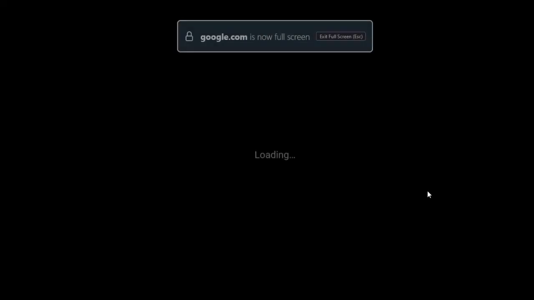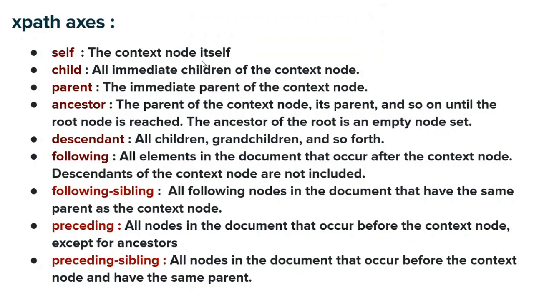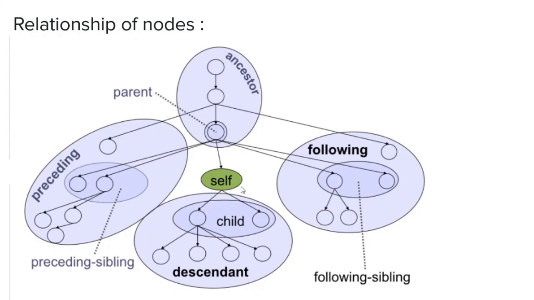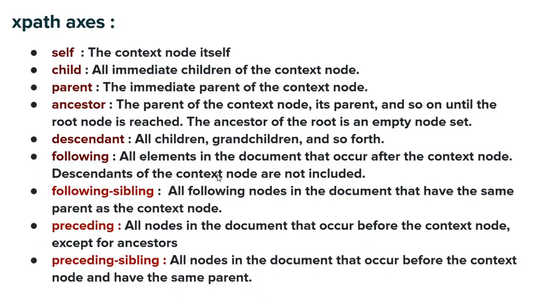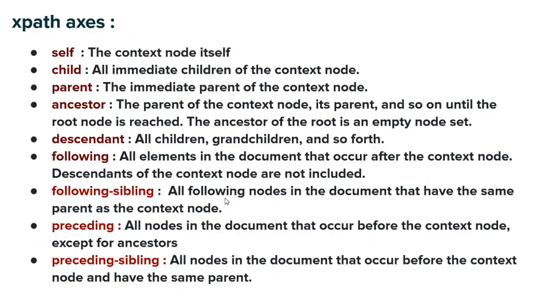So let's revise one more time. Self is the context node itself. If you see this node, this is a self node. That means it itself is the context node. That's why it is a self node. Next one is child: all immediate children of the context node. All the immediate nodes, this one and this one, are basically child nodes.